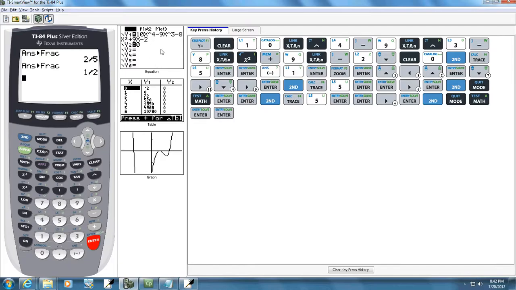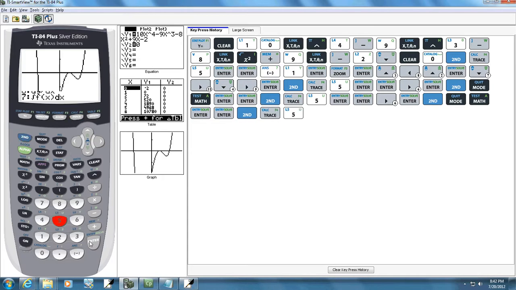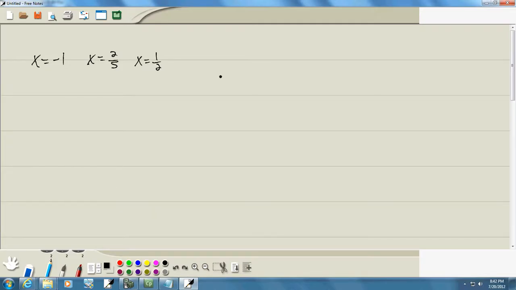And we got one more. So let's do a second trace. Choose intersect. Intersect on first curve, intersect on second curve, and I'll put 1 in for the guess. That's what it looks like. And it comes back and tells me 1 is indeed our fourth answer.